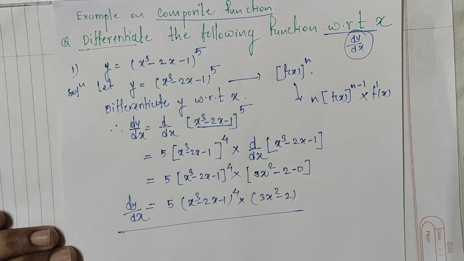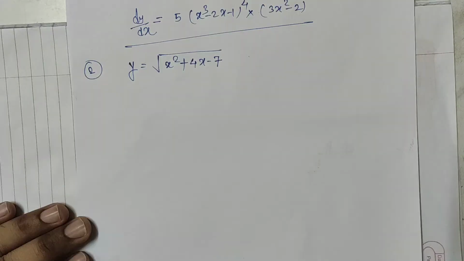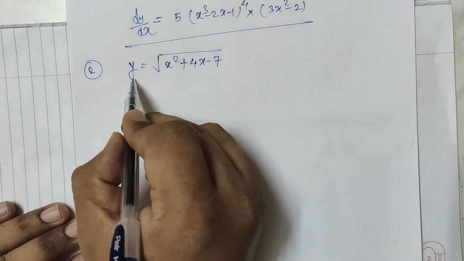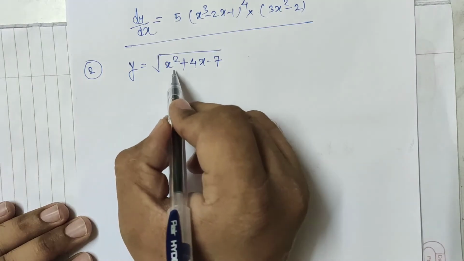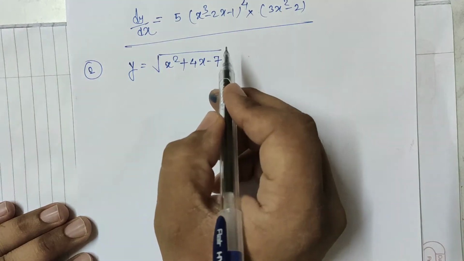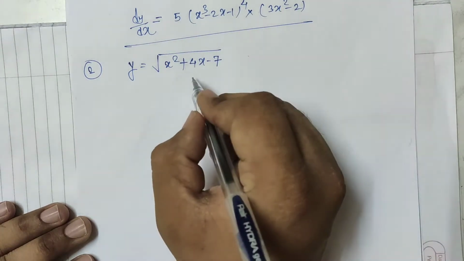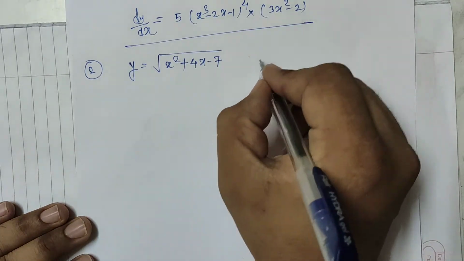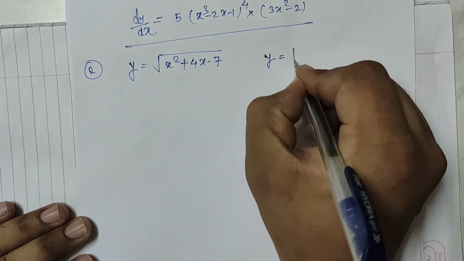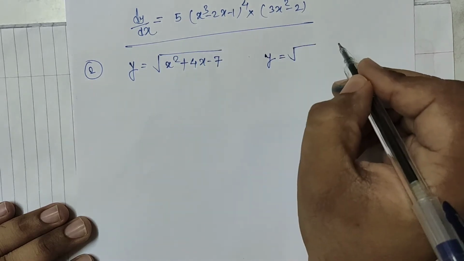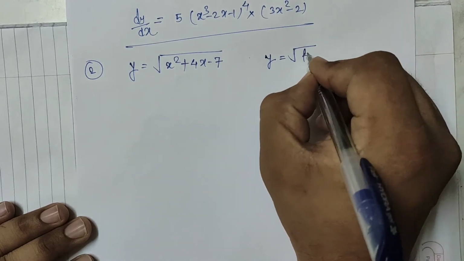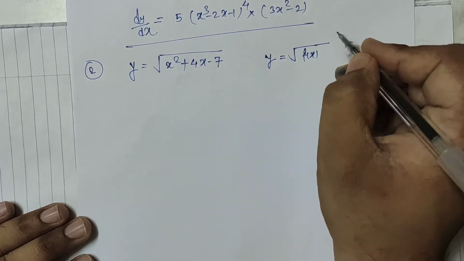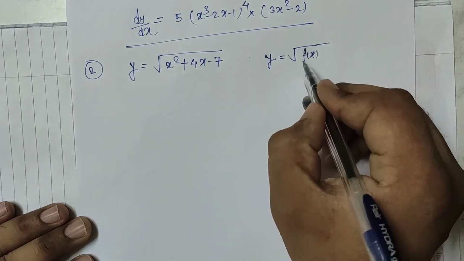Then second example: y is equal to root of x square plus 4x minus 7. First of all, we have to find which form the example is given in. I think y is equal to root x form. Which form? Root x form. Root of x, here root f of x. Therefore, we use here the root f of x derivative.